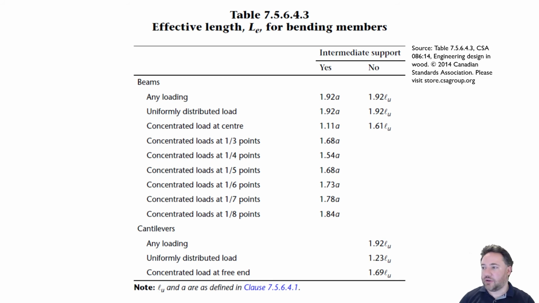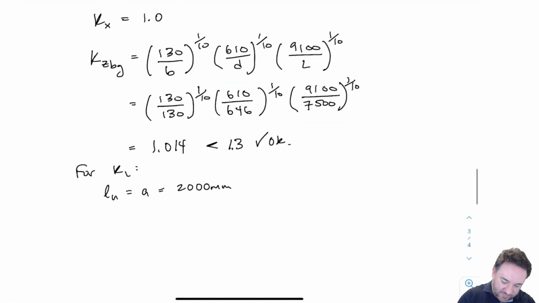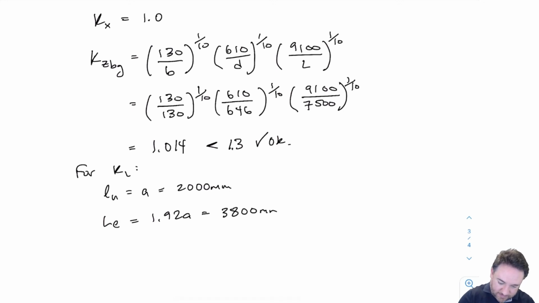Okay, so we have our effective length factor, which depends on whether we have intermediate support or not. In this case, we do have intermediate support, which are our purlins. We have uniformly distributed load. So that means our LE is going to be 1.92 times A. So coming back here, our LE is 1.92 times A, which comes out to 3,800 millimeters.